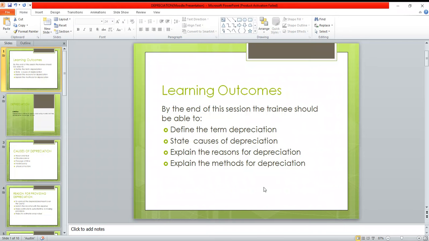Now we can begin right away, and we want to start our session by recapping on the previous lesson. During our previous lesson, we had learned on the types of ledgers. Can someone remind us of some of the types of ledgers we learned the other time?